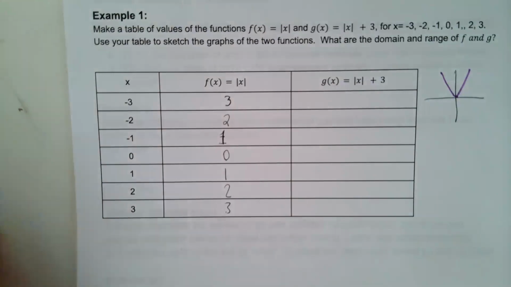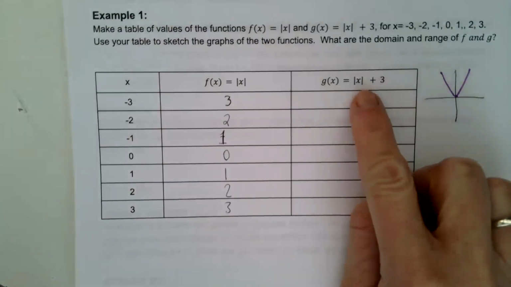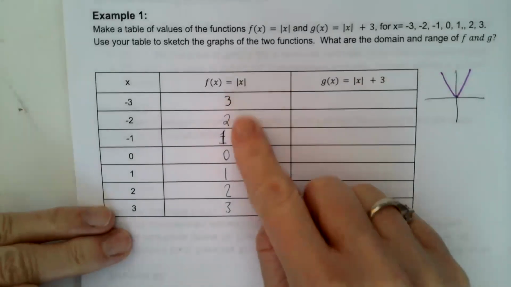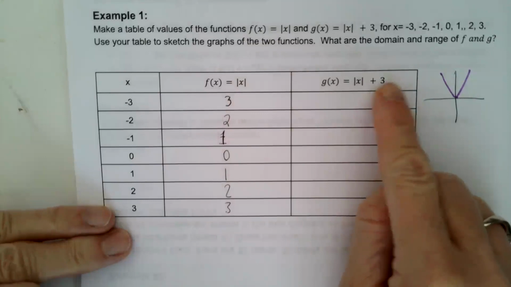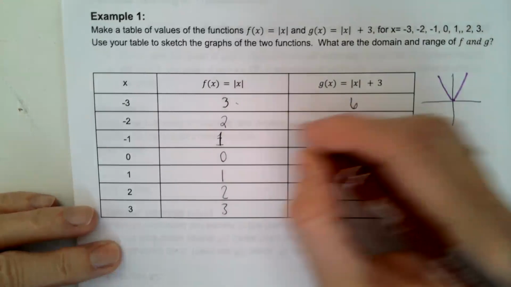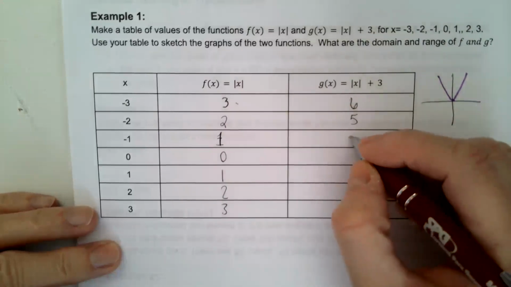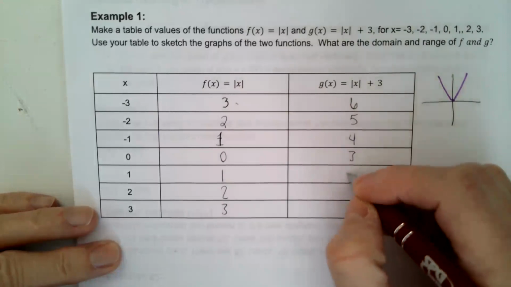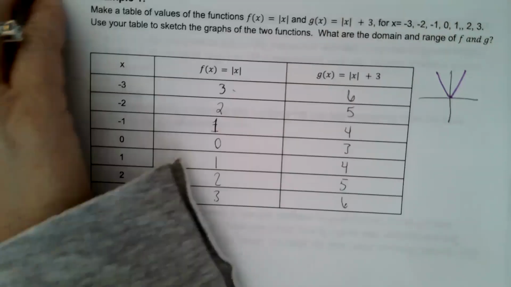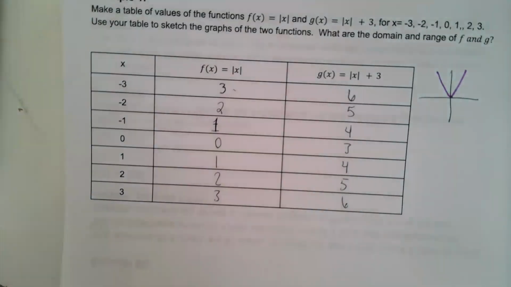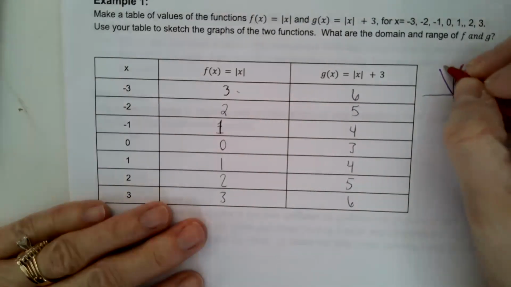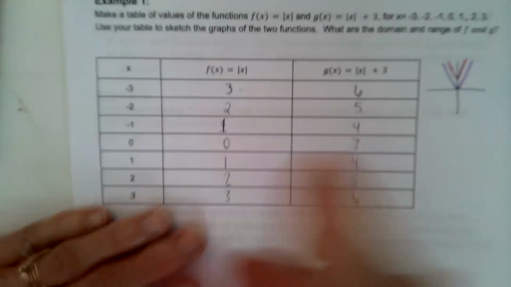Now, when you take the absolute value of x and you add 3, it means you're evaluating the absolute value of x, what we have over here in f, and then you're adding 3 afterward. So you would add 3 to each of these outputs: 6, 5, 4, 3, 4, 5, and 6. The newly transformed graph is a vertical shift up 3. So it's going to look the same, just shifted up 3.